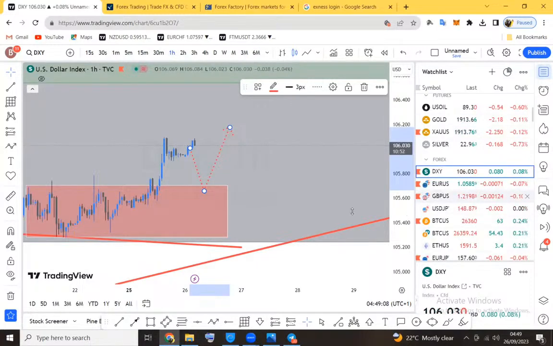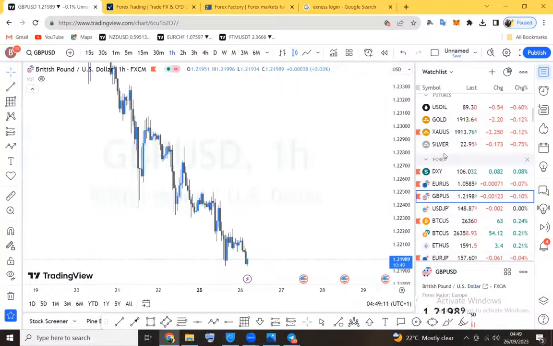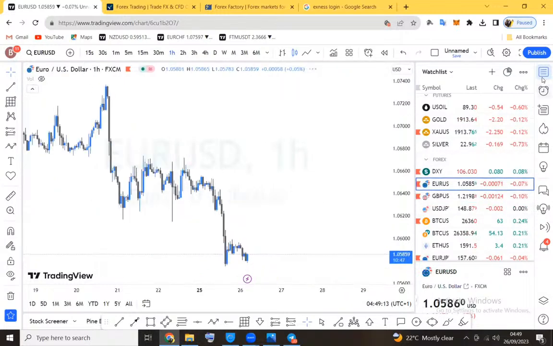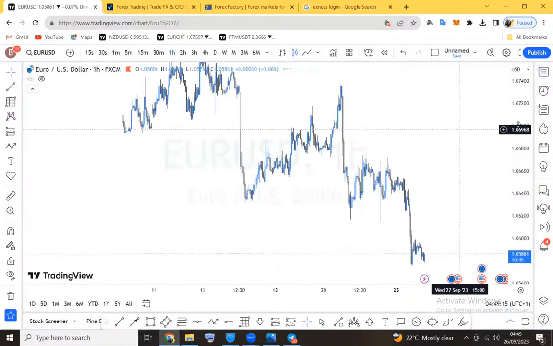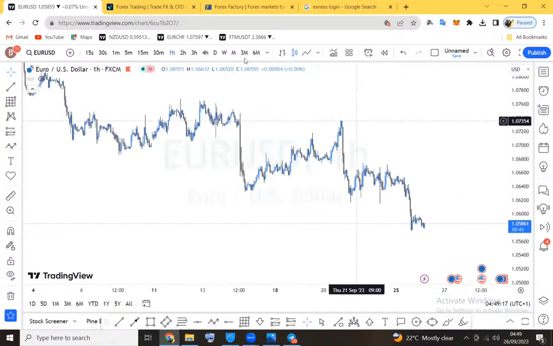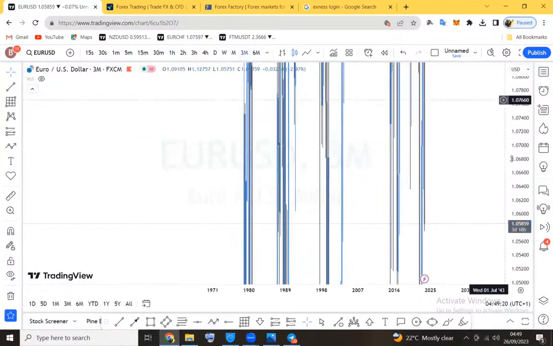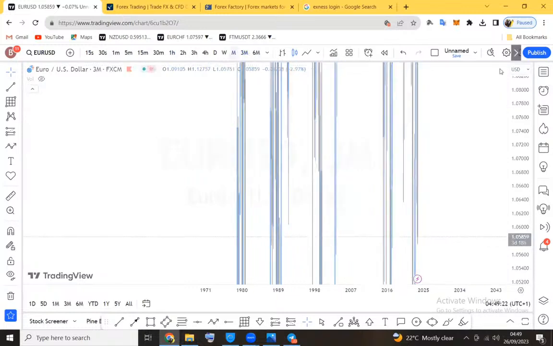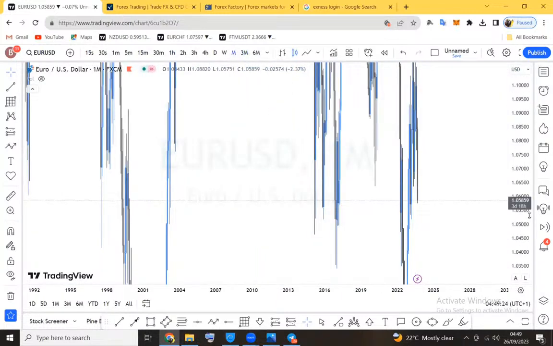Let's go to this next pair. The next pair we are going to be taking today will be Euro USD. And I'll quickly go into Euro USD. And I always love moving on higher time frames like the 3 hours, the 3 months, the 1 month as well.